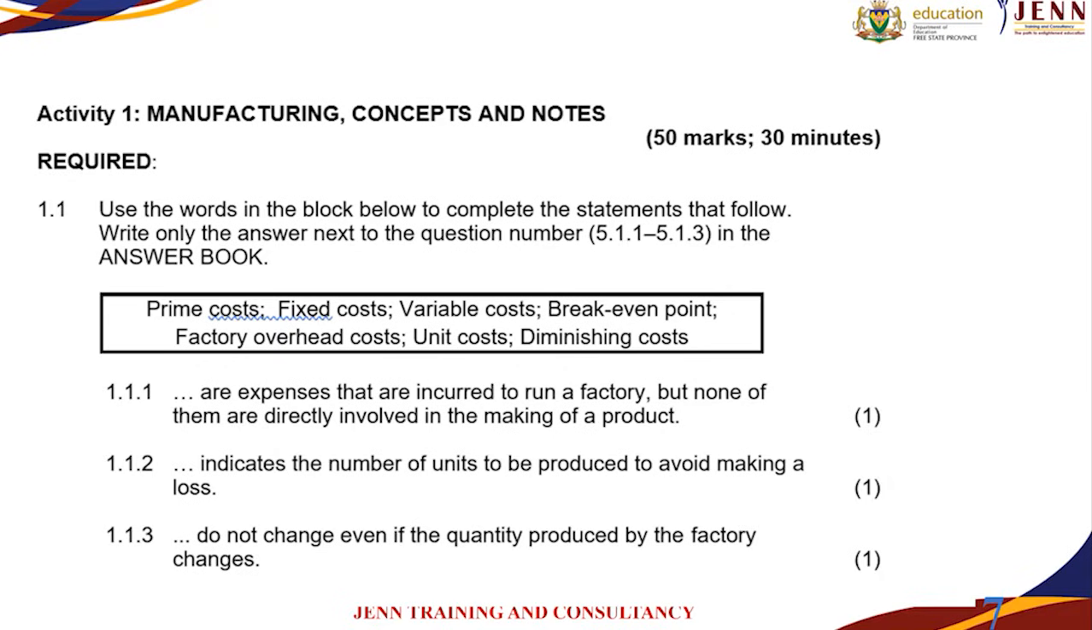You remember in our lesson, we said one of the objectives is for you to understand the concepts. Now, the question here is mainly based on the concepts. And then the first question says, dash are expenses that incur to run a factory, but none of them are directly involved in the making of the product. So it means now we are looking at two things. These are the costs that we use to run the factory. So this is our first thing that we need to look at.